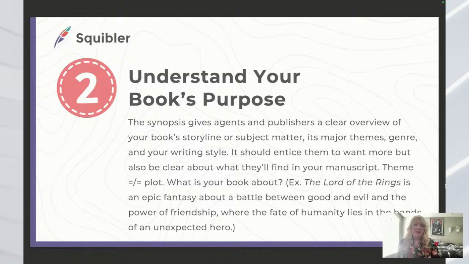So for example, The Lord of the Rings, Tolkien's famous book, is an epic fantasy about a battle between good and evil and the power of friendship, where the fate of humanity lies in the hands of an unexpected hero. So we get the idea here. We have a battle between good and evil and the power of friendship. So that's the conflict and the theme.